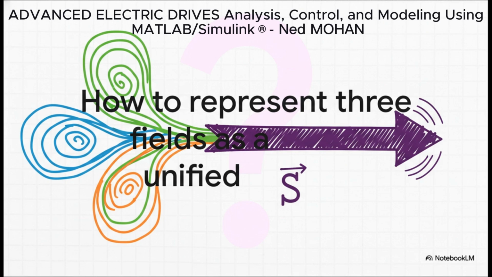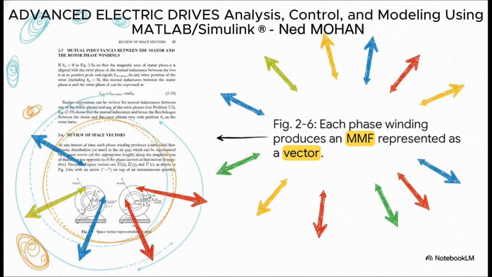We need a way to capture the total effect of all three stator windings at any moment in time, but with just one single mathematical object. Okay, so the key to this is to start by thinking about each phase winding, phase A, B, and C, as producing its own magnetic field, its own magnetomotive force, or MMF. And this figure right here, figure 2-6, shows us exactly how to visualize that. We can represent each of those fields as a vector, and the direction of that vector is just lined up with a winding's magnetic axis. These three little vectors are the building blocks for our big space vector.